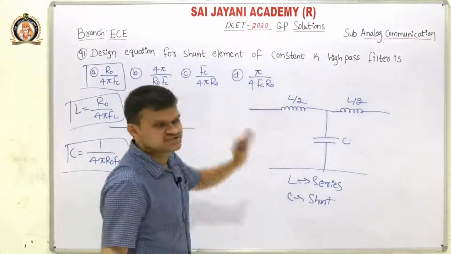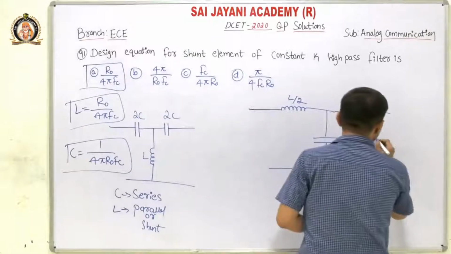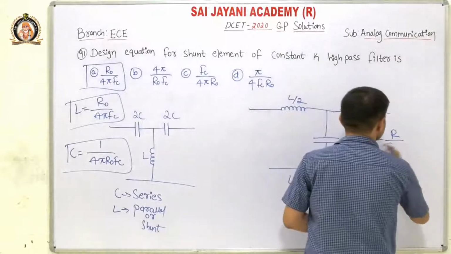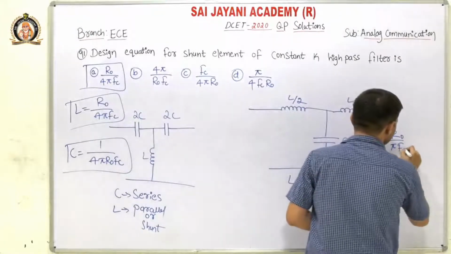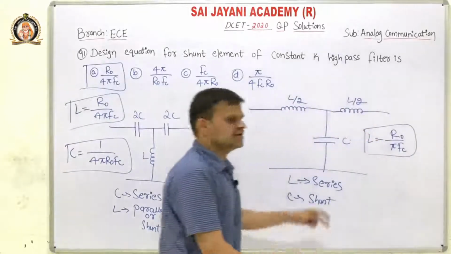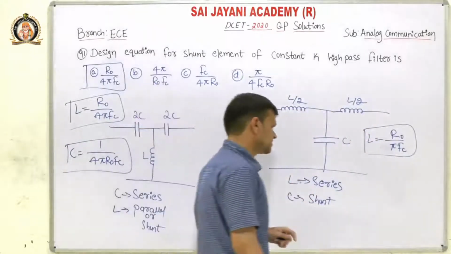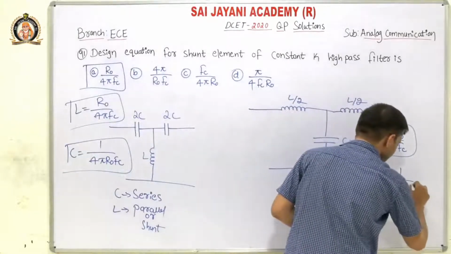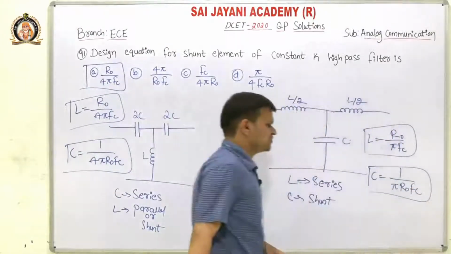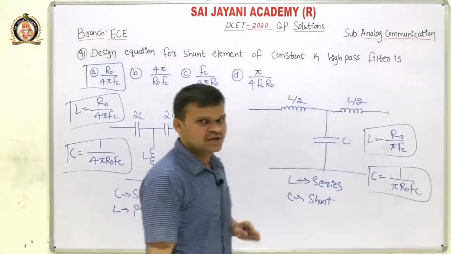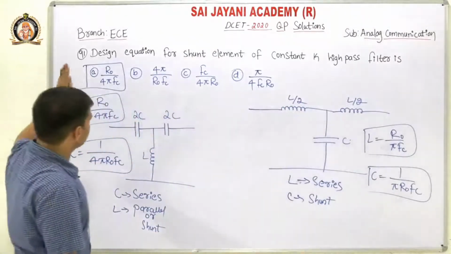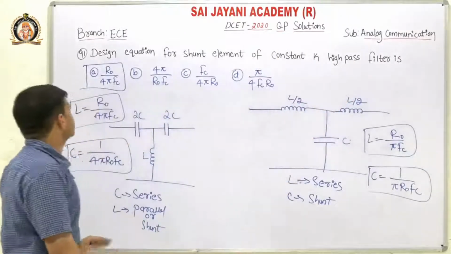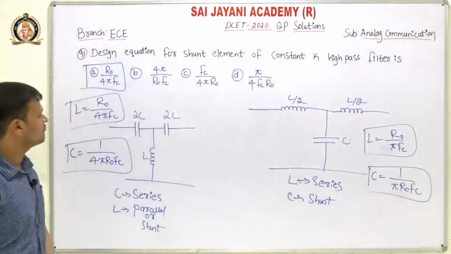In the constant K low pass filter, the expression for L becomes R0 divided by pi Fc. This is the expression for inductor L. Similarly, for C, it is 1 divided by pi R0 into Fc. This is the expression for the capacitor in the constant K low pass filter. So for question number 91, the design equation for the shunt element of the constant K high pass filter is option A, R0 divided by 4 pi Fc.